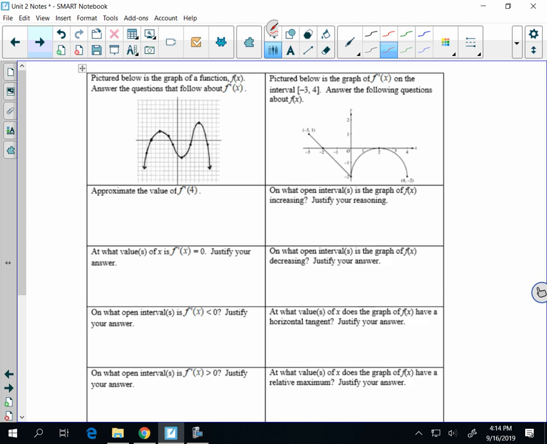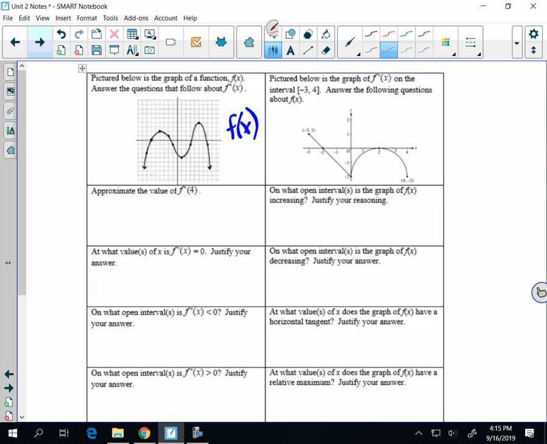Okay, this next page has a lot of stuff on it, but there's just a lot of questions looking at this. So we're going to work vertically here. So the first one here says, pictured below is the graph of the function f of x. Answer the questions that follow about f prime of x. So really important to notice that this is the original function, kind of like the one on the previous page.